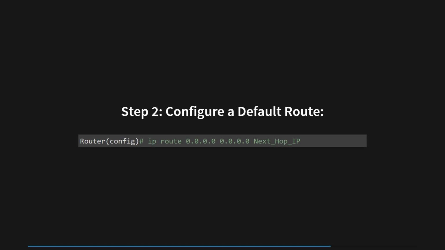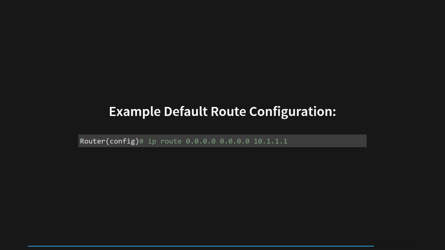The default route plays a crucial role in enabling communication beyond the local network and serves as a fundamental component of effective network routing. In this example, we are configuring a default route with the next hop IP address of 10.1.1.1. When the router receives a packet for which it has no specific matching route, it will forward the packet to the next hop router, 10.1.1.1, which could be the gateway to the Internet.